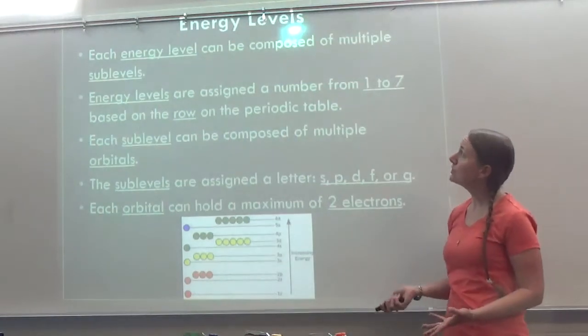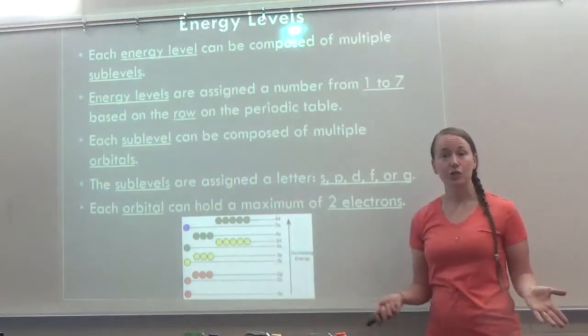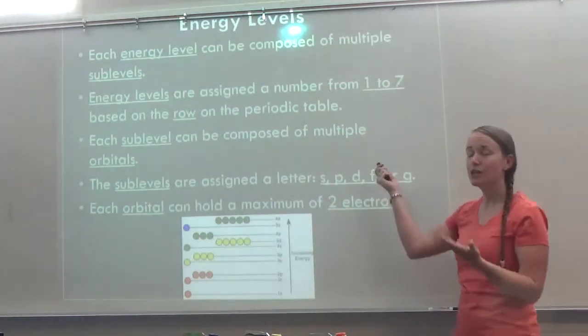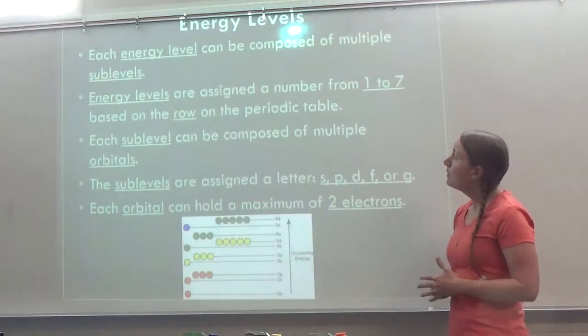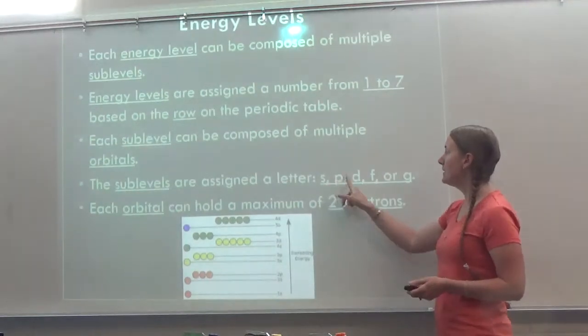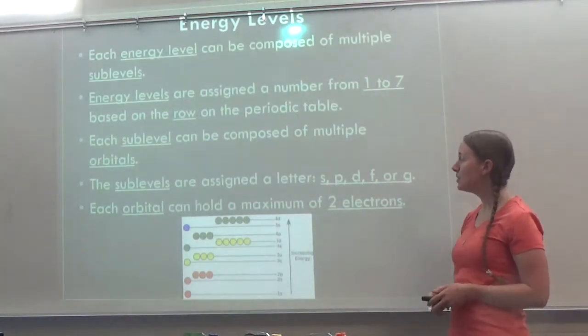So energy levels are assigned a number from 1 to 7 based on the row of the periodic table. If you look at your periodic table, there are 7 rows or 7 periods, and there are 7 energy levels. Each sublevel can be composed of multiple orbitals, and the sublevels are assigned letters: S, P, D, F, or G. Each orbital can hold a maximum of 2 electrons.